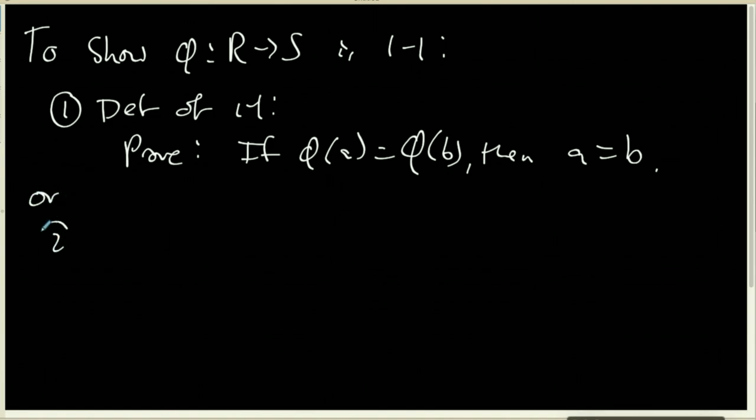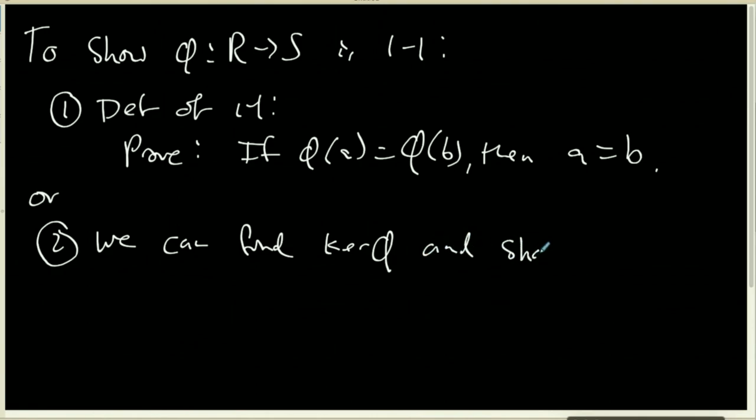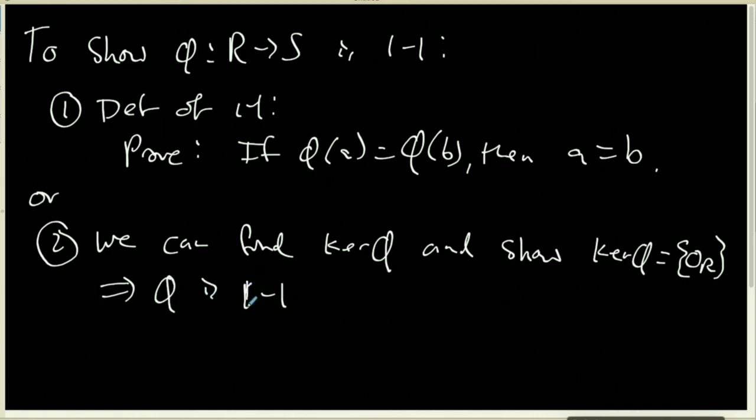Or alternatively, we can find the kernel of the homomorphism and show that that kernel consists of nothing but the 0 element. If we can do number 2, then we can conclude that phi is indeed 1 to 1. So it provides a different way of showing that homomorphisms are 1 to 1. And that completes this particular video.